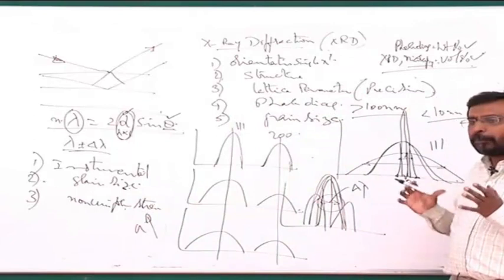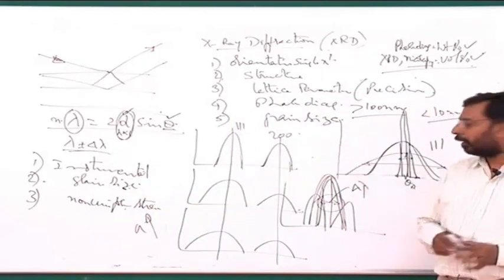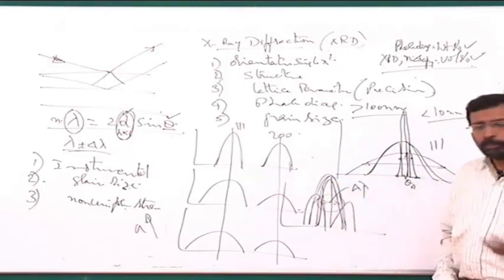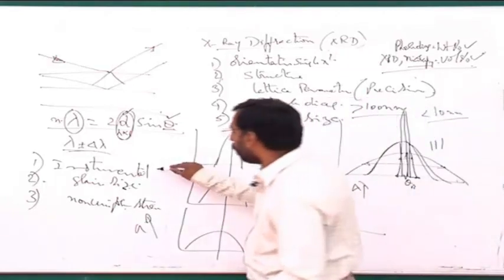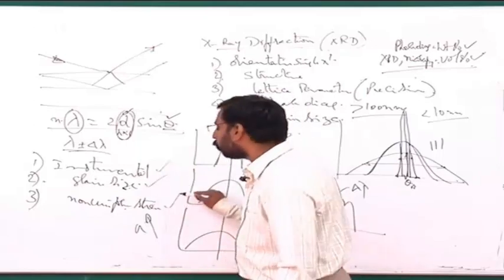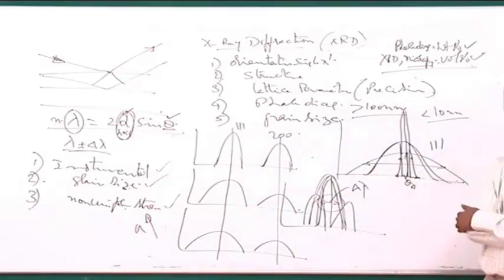So if you have an unknown sample for which you have done an XRD pattern, and you are seeing some broadening like this, this broadening might have come from instrumental broadening, might have come from fine grain size, might have also come from non-uniform strain. Now how do I cater to all these three?